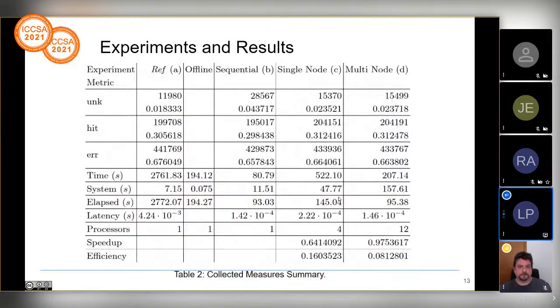Finally, this is the summary of our main experiments. The main takeaways here are the speedup, where we had a maximum of 0.97 with 4 nodes and 12 processors. And also the time taken, where the reference implementation took 2,700 seconds and our test took around 100 seconds to handle the same data test.